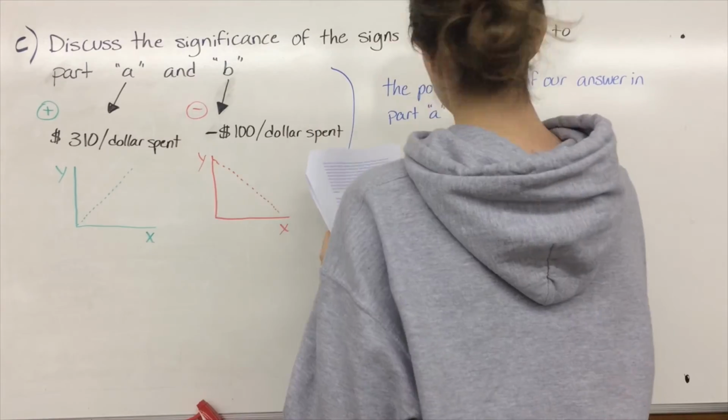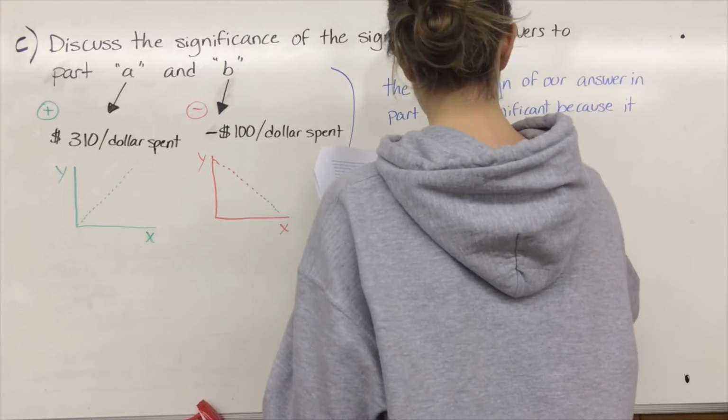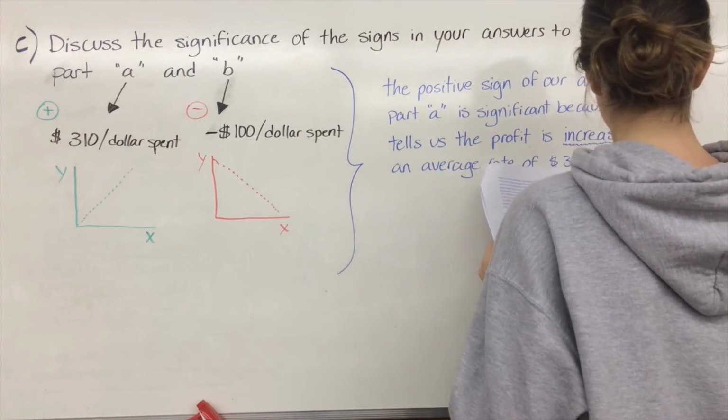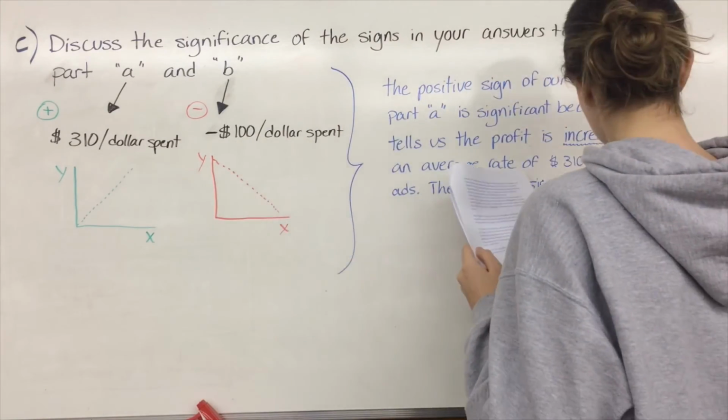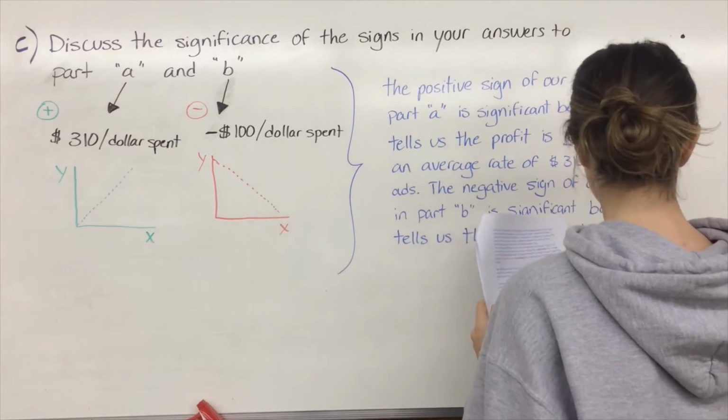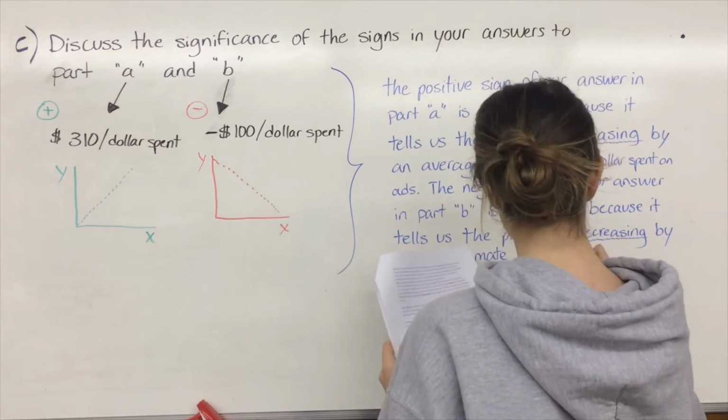The positive sign of our answer in Part A is significant because it tells us the profit is increasing by an average rate of $310 per dollar spent on ads. The negative sign of our answer in Part B is significant because it tells us the profit is decreasing by an approximate rate of $100 per dollar spent on ads.